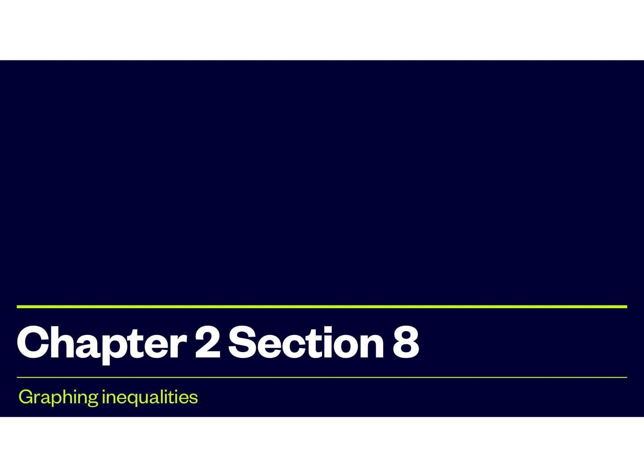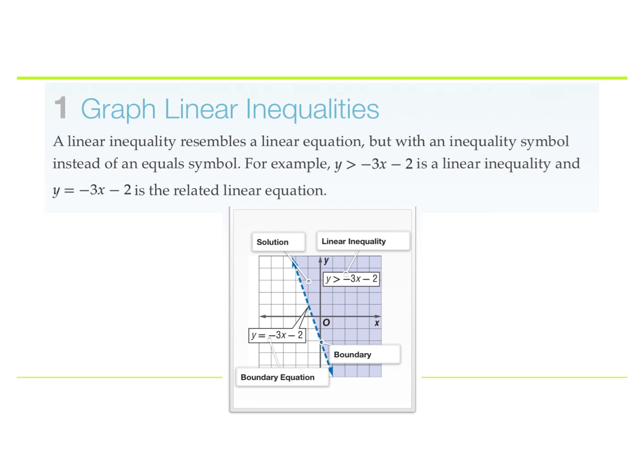So today we're going to go over Chapter 2, Section 8, Graphing Inequalities. Now, to graph inequalities, you would graph them starting the same way as you would with a line, and then that's where the shading comes in. So a linear inequality resembles a linear equation with an inequality symbol instead of an equal symbol. So for example, you would be used to seeing y is equal to negative 3x minus 2. The whole difference now, instead of an equal sign, we have an inequality.